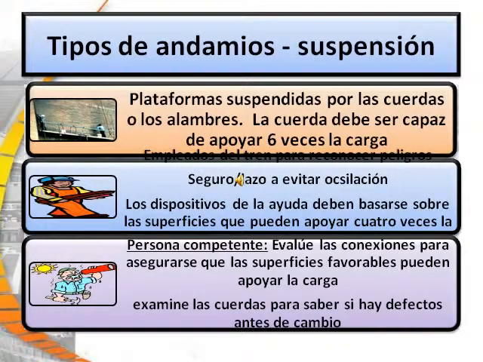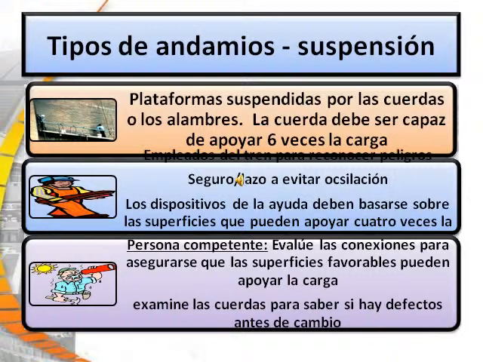Types of scaffolds include suspension scaffolds, which of course are platforms suspended by ropes or wires, and they must be capable of supporting 6 times the load which they are requested to handle. You must train employees to recognize hazards, secure or tie down to prevent swaying. Support devices must rest on surfaces that can support 4 times the load.